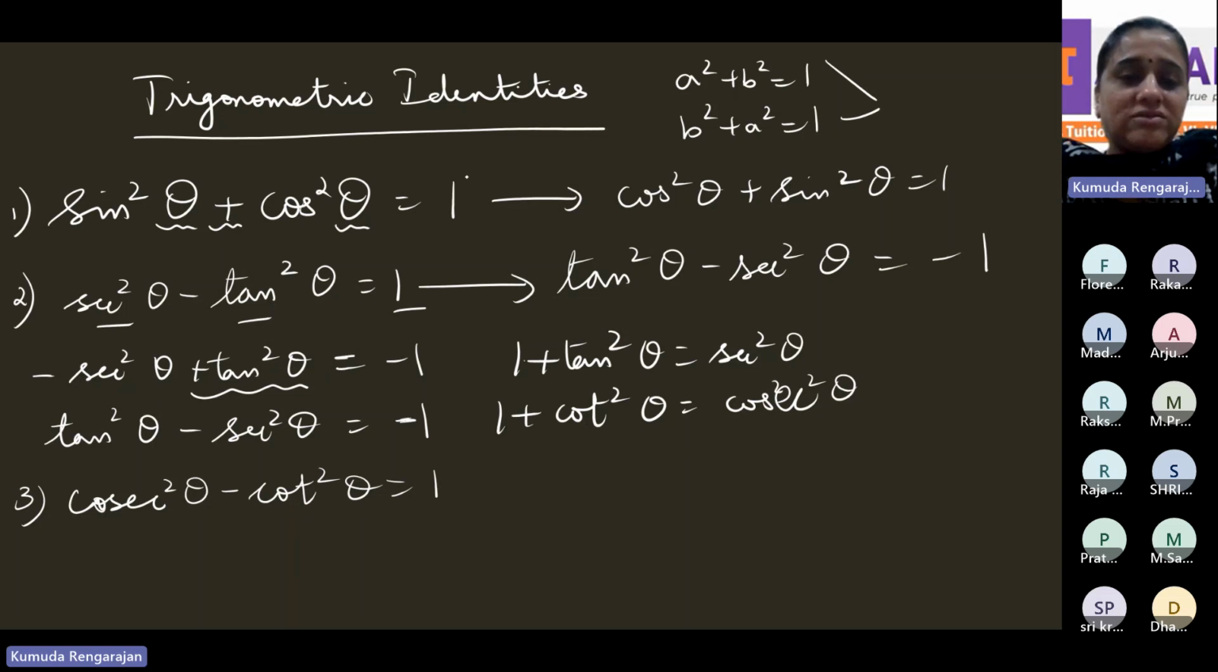The first one is always sine square theta plus cos square theta is 1. The other 2 identities, you can also find your teacher saying, 1 plus tan square theta is secant square theta, and 1 plus cot square theta is cosecant square theta.